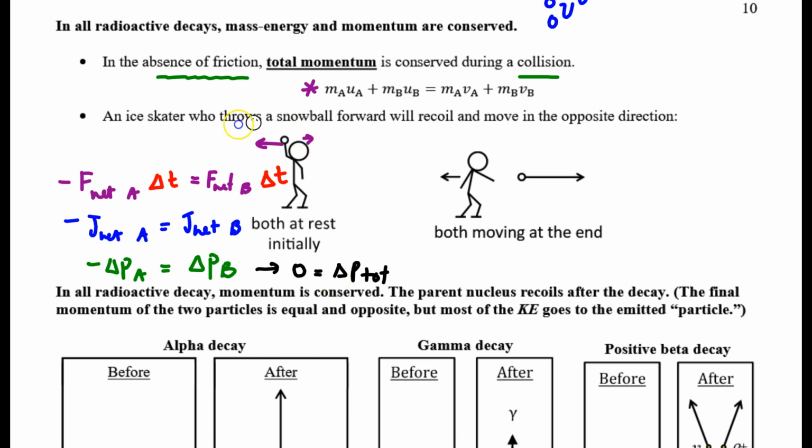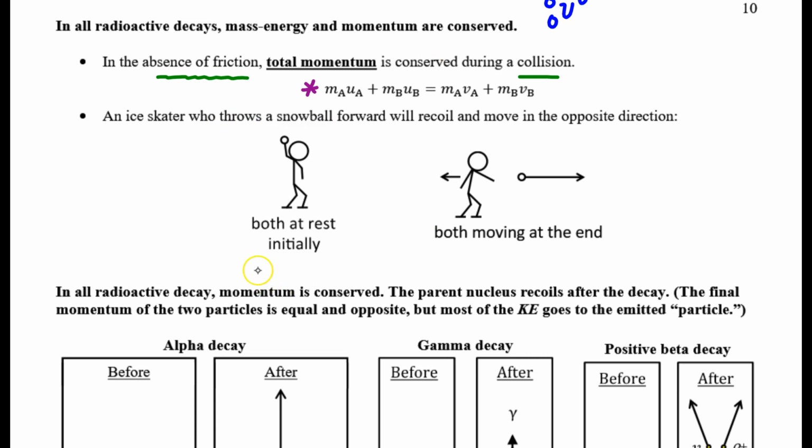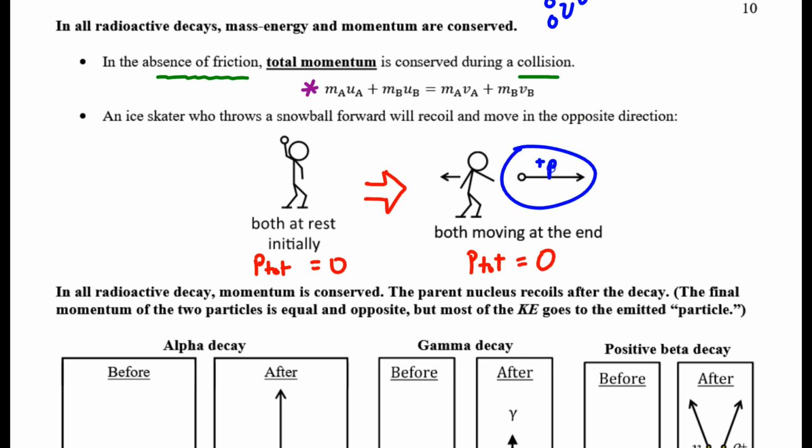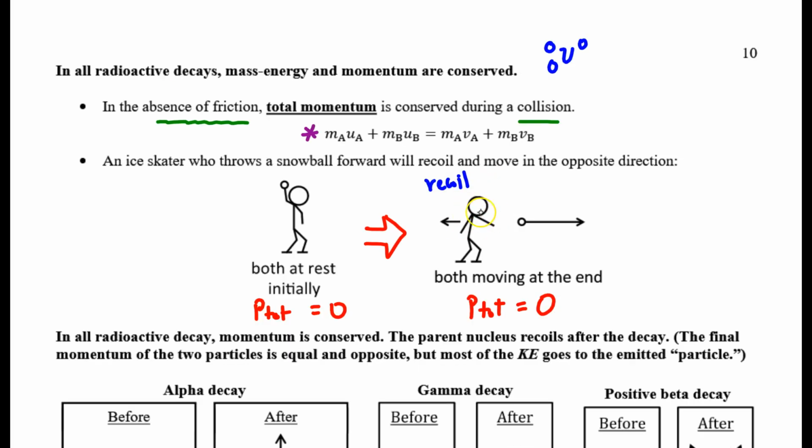Okay, if we look at the picture on the left, what's the total momentum? 0 if they start at rest. There's an interaction that occurs. And what's the total momentum at the end? 0. How do we know? Well, the ball's positive momentum must cancel out exactly her negative momentum. They add to 0. That's called recoil. She recoils during this collision, and of course, that just means she moves backwards in the opposite direction.